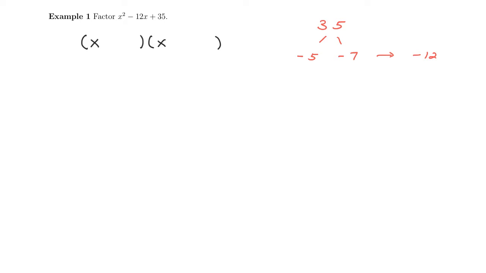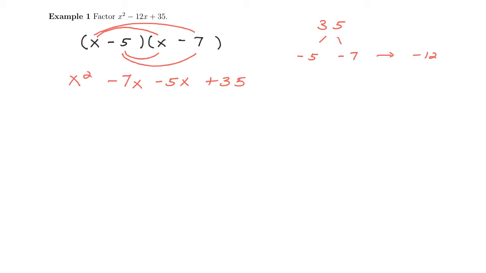That's going to be x minus 5 and x minus 7. I'm just going to check my work to see if this is in fact correct. If I multiply my x's, I get x squared. Now if I distribute this x to the negative 7, I get negative 7x. And now I'll continue with this negative 5. Here I get negative 5x, and then I get positive 35, and I know my work is correct. It's x squared minus 12x plus 35.